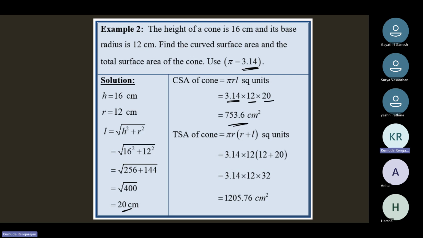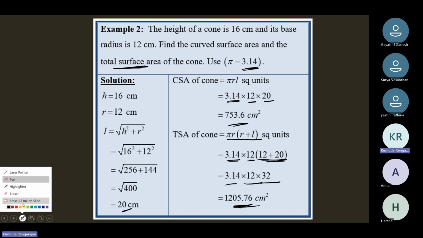You should also find the TSA of the cone, total surface area. Total surface area is pi r into r plus L. 3.14, radius is 12, into 12 plus 20. 12 plus 20 is 32. And this product is 1205.76.